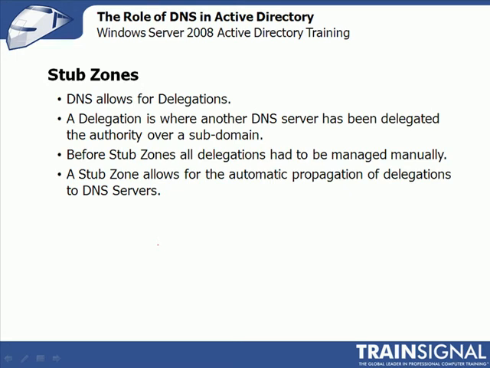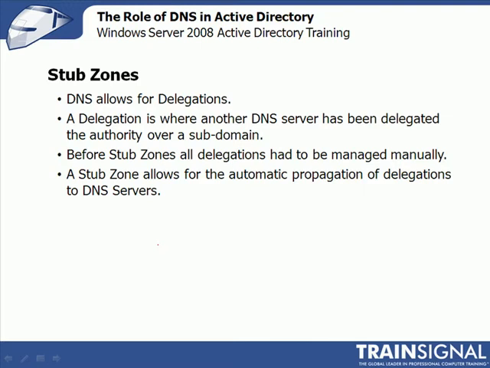First of all, let's talk about subzones. DNS allows for something called delegations. A delegation is where another DNS server has been delegated the authority over a subdomain. So I may be a DNS server which is authoritative for globalmantics.local. There is a domain that we create called na.globalmantics.local. So we may delegate another DNS server to be authoritative over na.globalmantics.local.